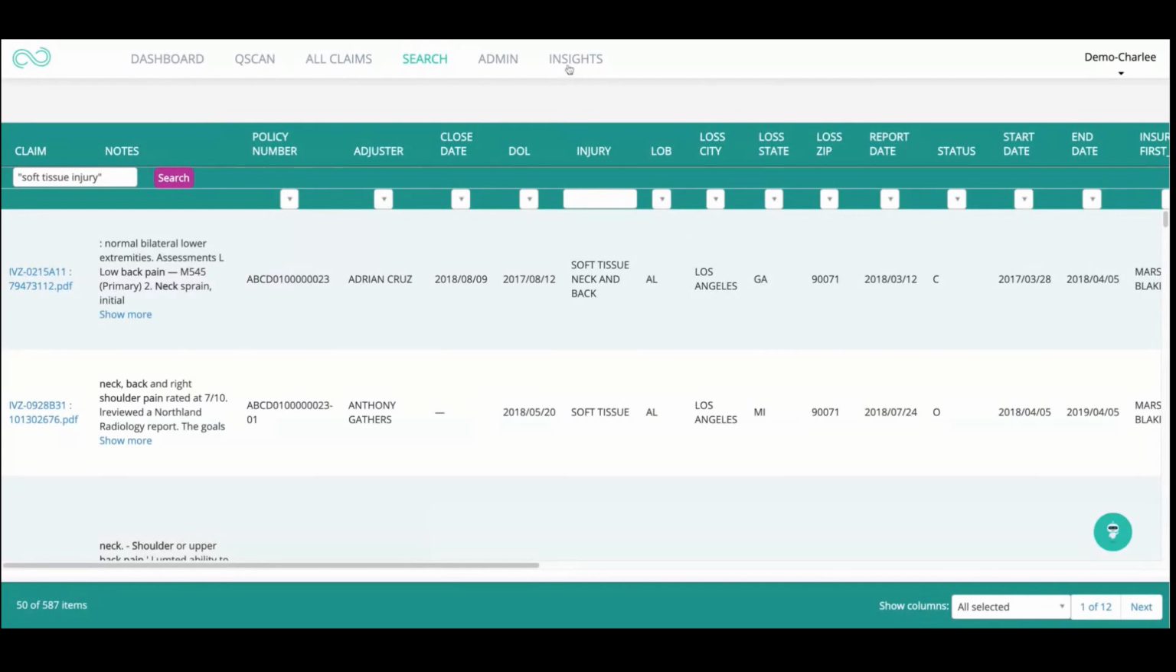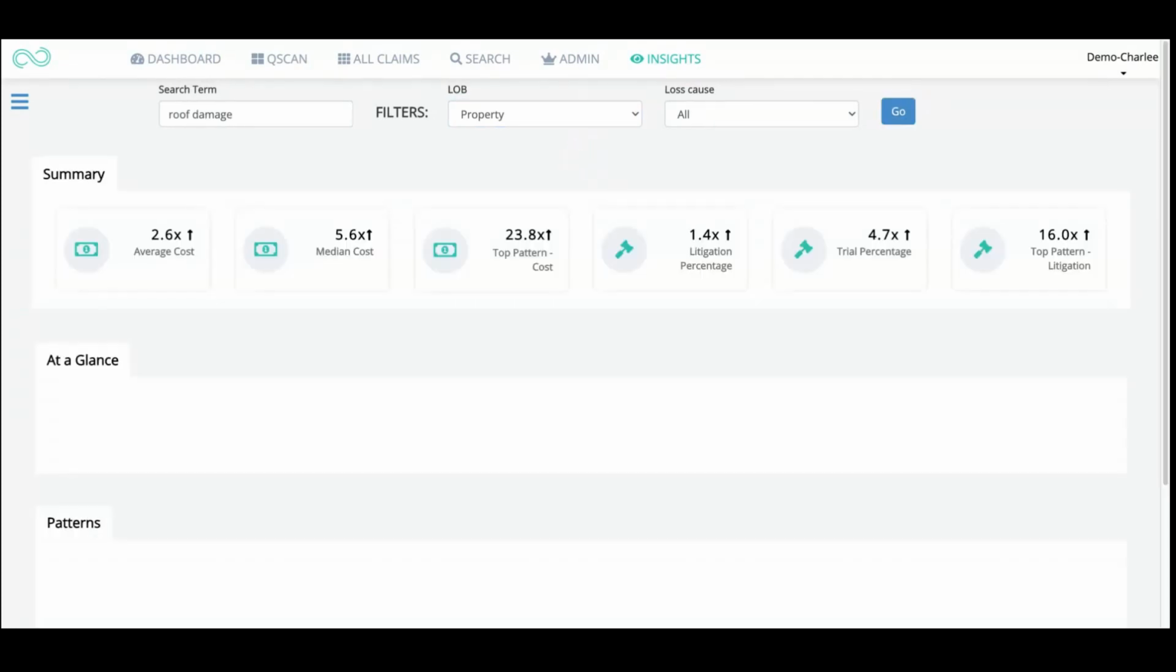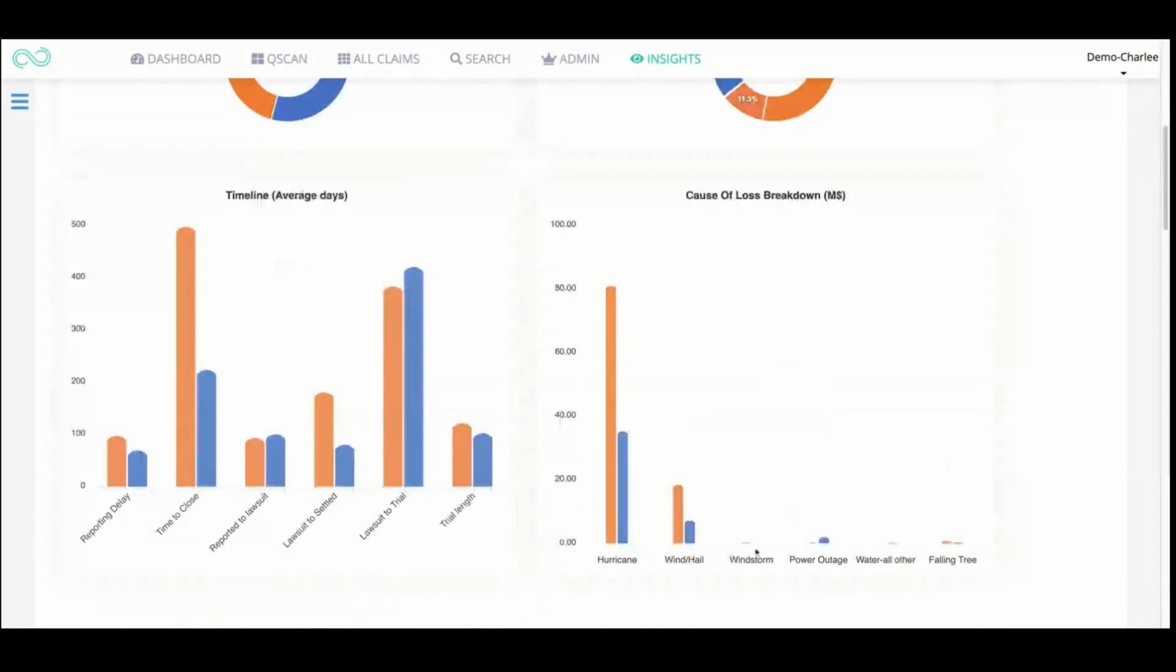So let me walk you through another example here. Let's say now if you want to look at roof damage claims, and you want to look at a property line of business, and I'm going to select all the cause of loss again. Now, again, this would do a semantic search, so things like ceiling damage or shingles broken or things like that would also come up in the search. And let's see what it gives you. So, right away, what you can see is that a roof damage claim has a 2.5 times higher cost and a 1.5 times higher chance of litigation. You can also see things like, for example, what is the breakdown of the cause of loss that is leading to these roof damage claims.